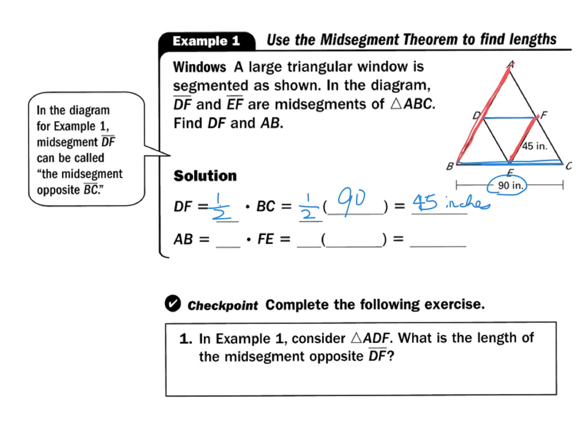And now let's look at the red part. It says AB should be, in this case, twice as long as FE. So what's given is FE is 45 inches, and therefore AB is 45. I'm sorry, AB is 90 inches. I cannot do arithmetic. 90 inches.